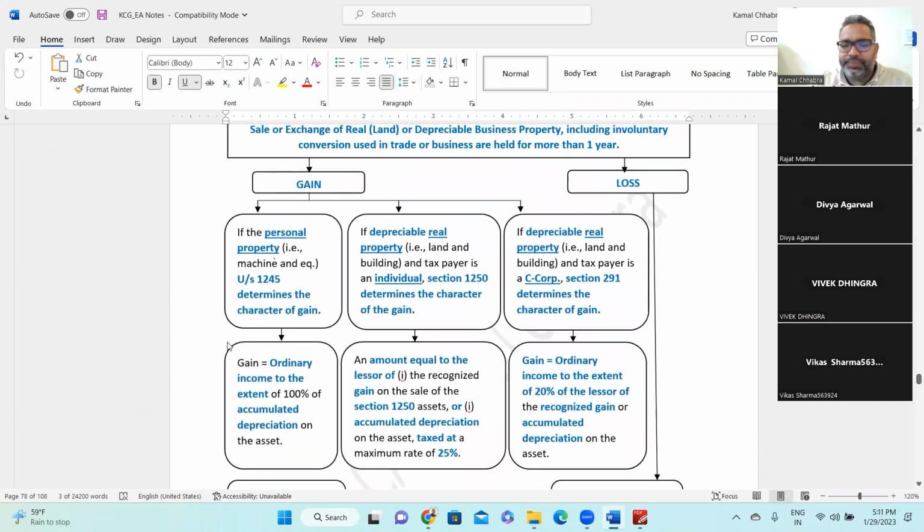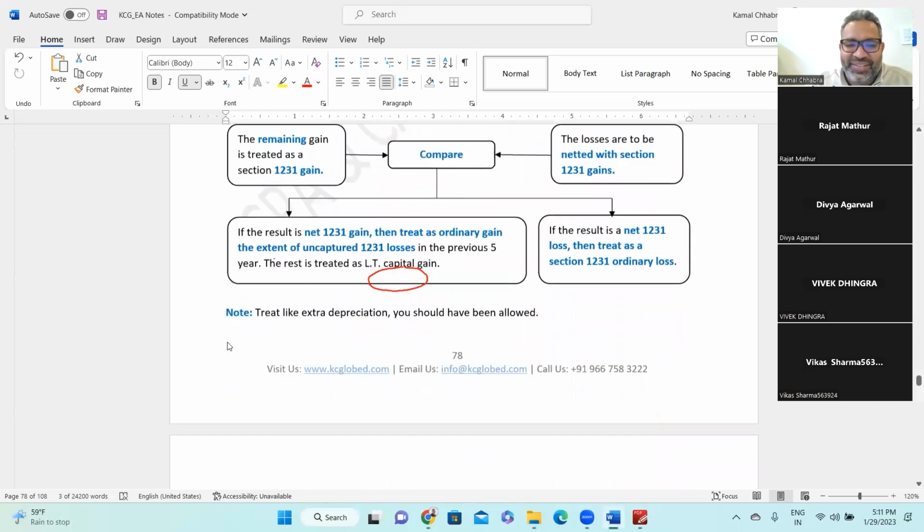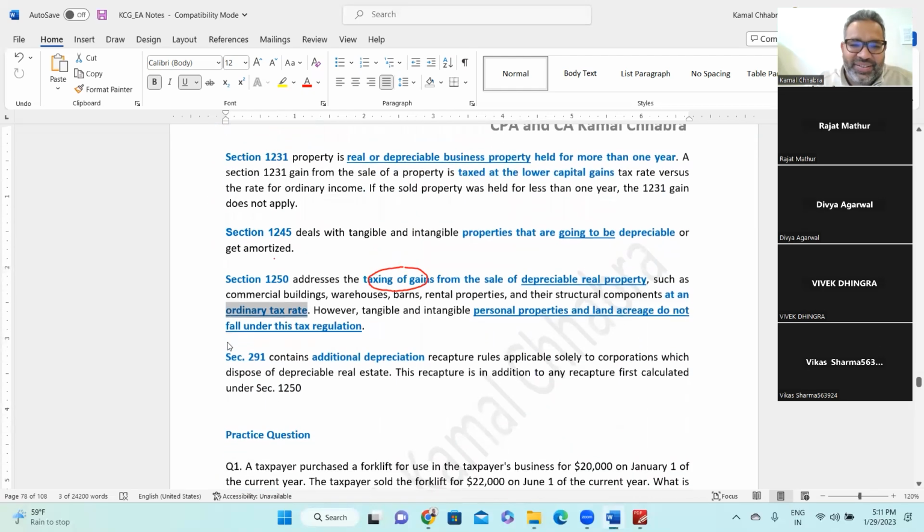Now look at the second box. If it is depreciable real property, that is your land or building, and the taxpayer is an individual. The thing you need to keep in mind here is individual. Section 1250 determines the character of gain and loss. Right? So what was section 1250? Do you remember? Or shall I go down? Sale of depreciable assets.